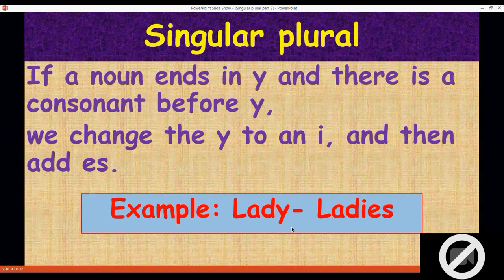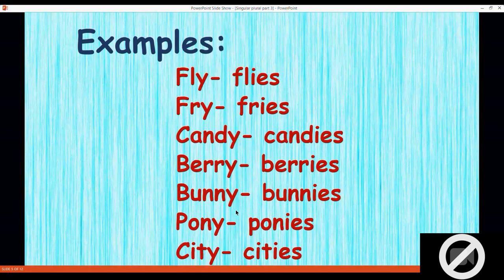Okay, children, no need to look at the page number now, just look at the PPT. This is actually in your textbook, and I don't know the page number honestly, but no need to look at it now. So, examples: fly. Can you see? They have taken away the Y and they have added IES.